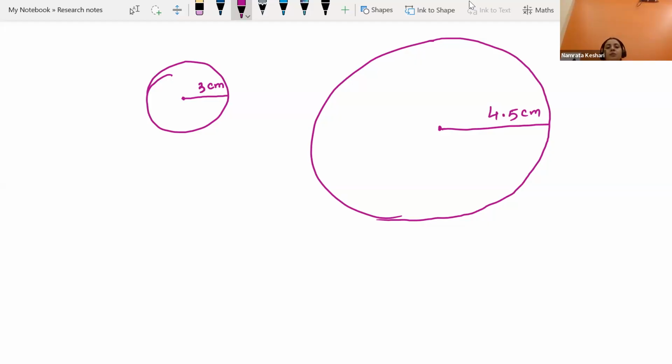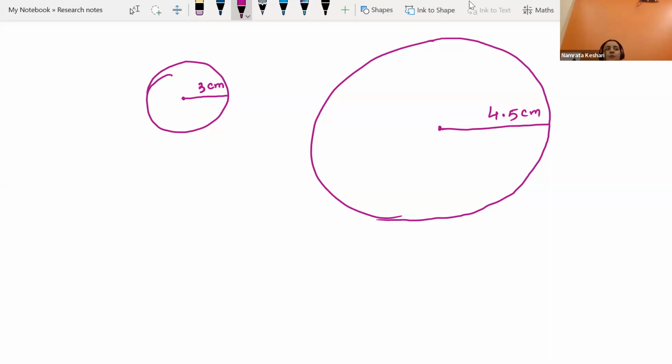It is not congruent because congruent means exactly the same. The shape is the same, circle, circle, and the size should also be the same, but the size is not the same. If the size is not the same, we cannot say these two are congruent with each other. But if I ask whether these two circles are similar, the answer is yes, these two circles are similar.